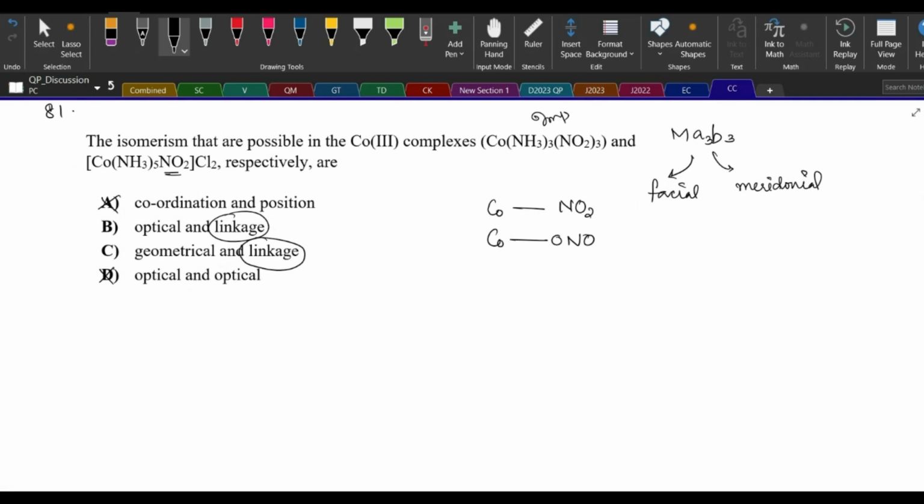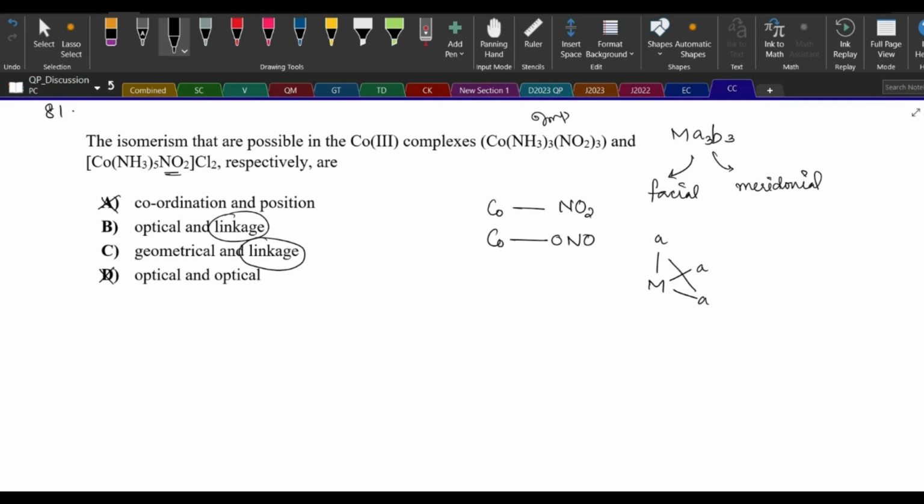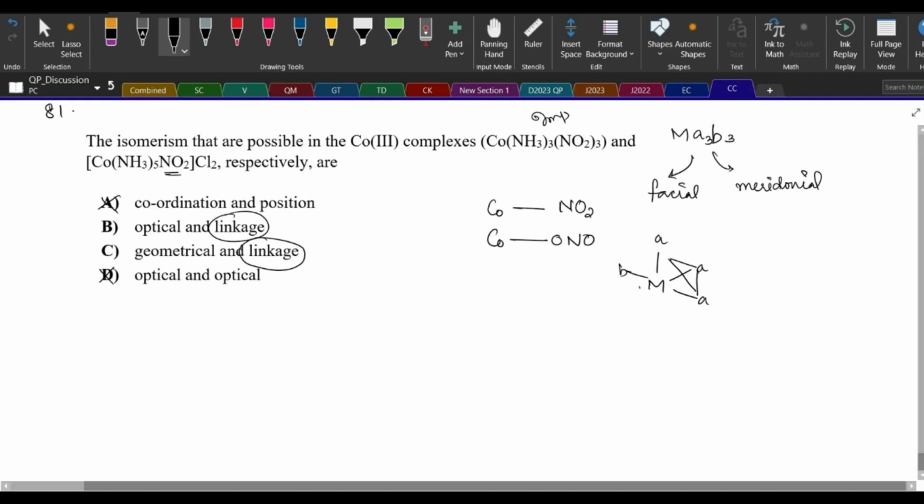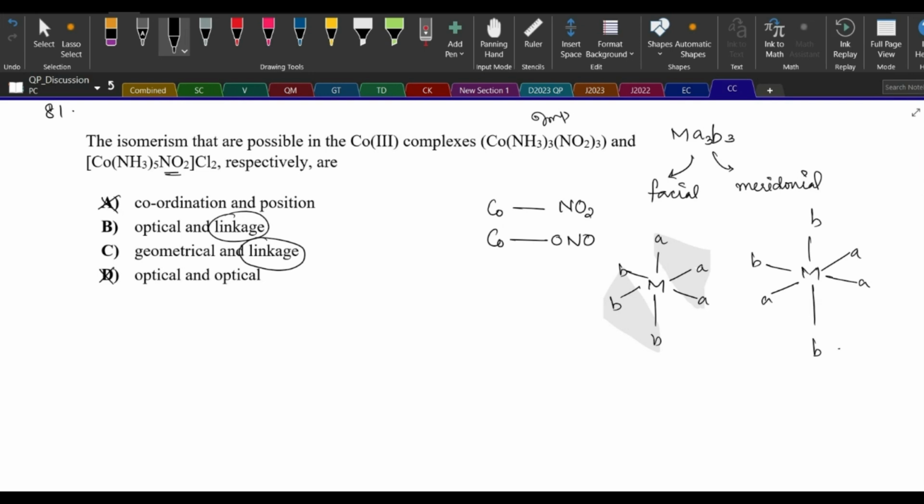In facial, you have one type of ligand along a face like this. This is one of the faces of the octahedron. This is a face, and similarly this is another face. It is enough if it happens on any one face. So along a face you will have the same type of ligands, that is facial. If they never come the same on any face, that is meridional. That's it. However you look at it, you cannot see the same type of ligands within a face of the octahedron. So this is meridional.